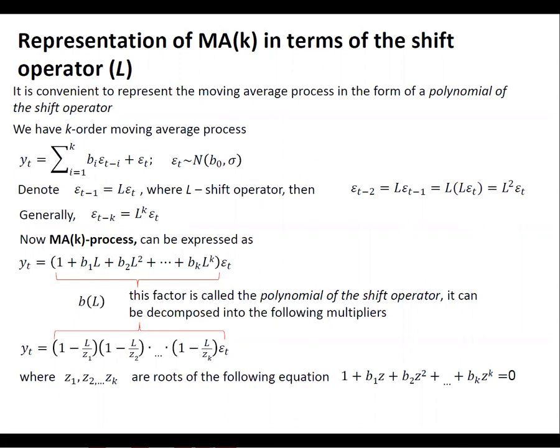Using this shift operator, it is convenient to represent the original process MA(k) as a polynomial of the shift operator. This factor in brackets is denoted as B(L) and is called a polynomial of the shift operator. By mathematical properties, a polynomial can be factorized. A polynomial of this kind is the product of (1 minus L divided by z1), (1 minus L divided by z2), and so on up to (1 minus L divided by zk), where z1, z2, and zk are the roots of the following equation formed on the basis of the polynomial of the shift operator.